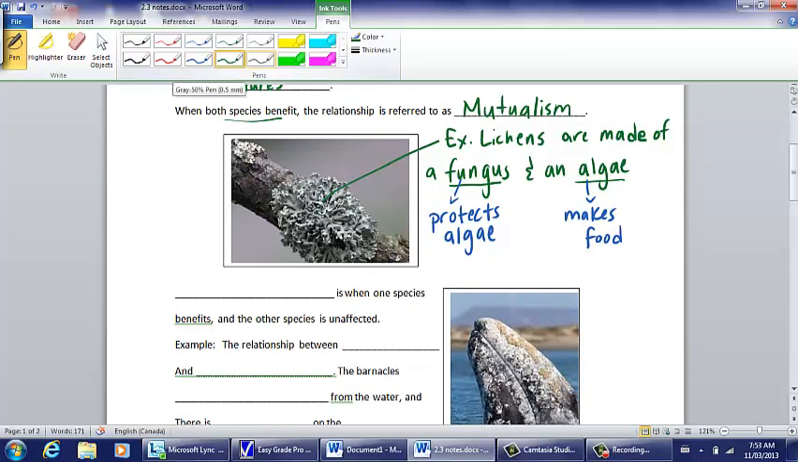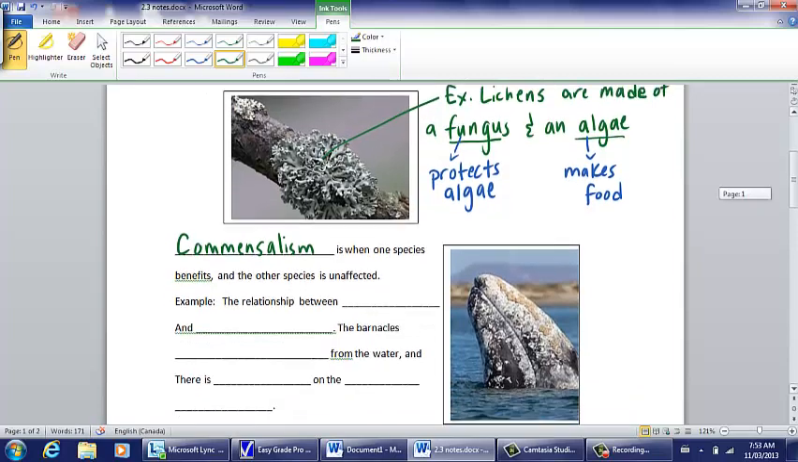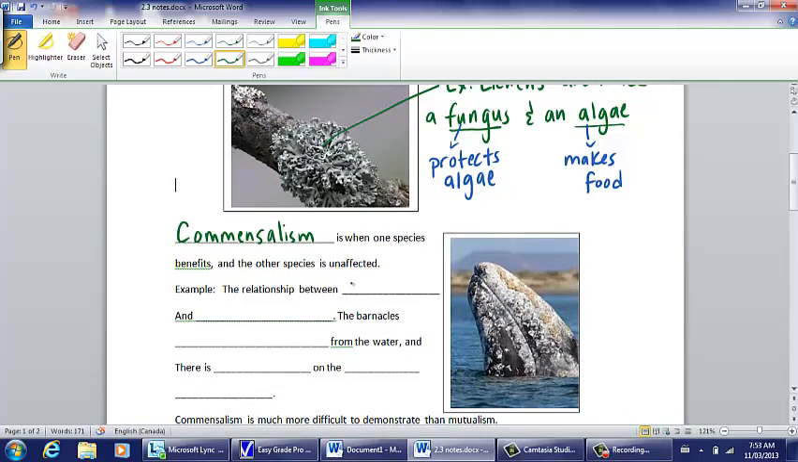The second type of symbiotic relationship is when one species benefits and the other is unaffected. And this is referred to as commensalism. An example of commensalism is the relationship between barnacles and the gray whale, shown here. The barnacles live on the gray whale and they feed passively from the water. They're filter feeders.